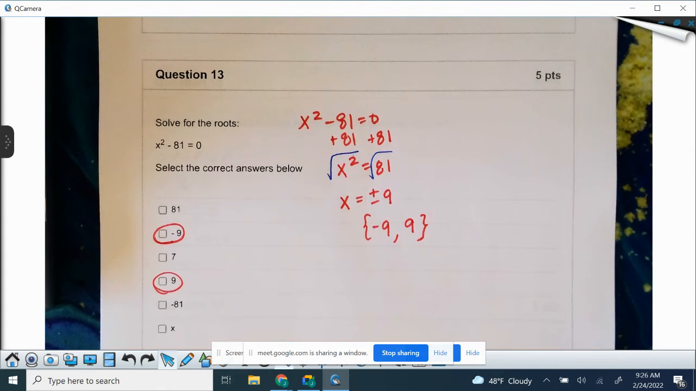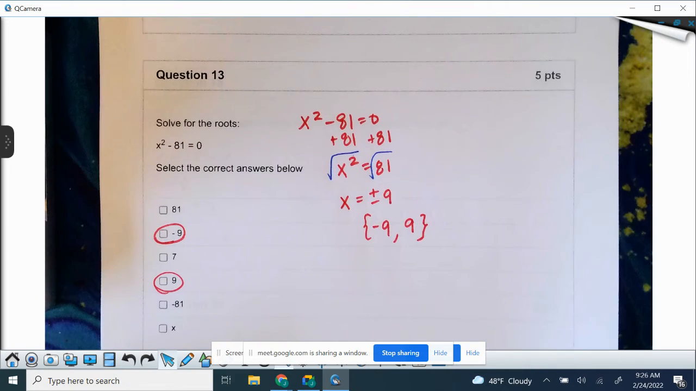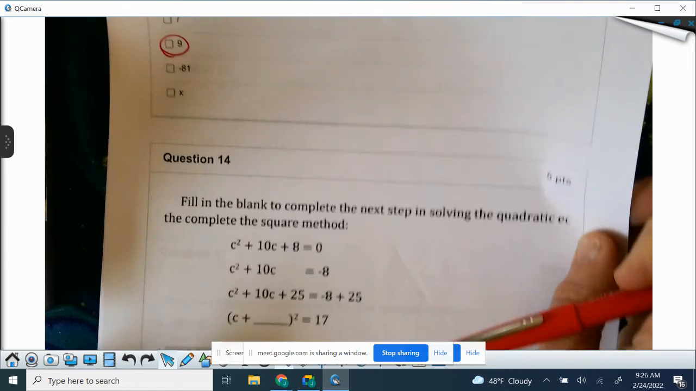And again, roots are the same thing as solutions, zeros, x-intercepts. All of those words mean the exact same thing. You're just setting those factors equal to 0 or setting your equation equal to 0.